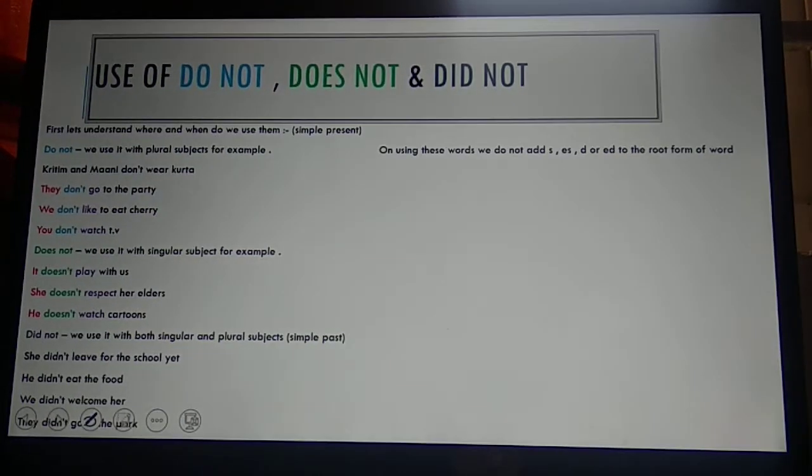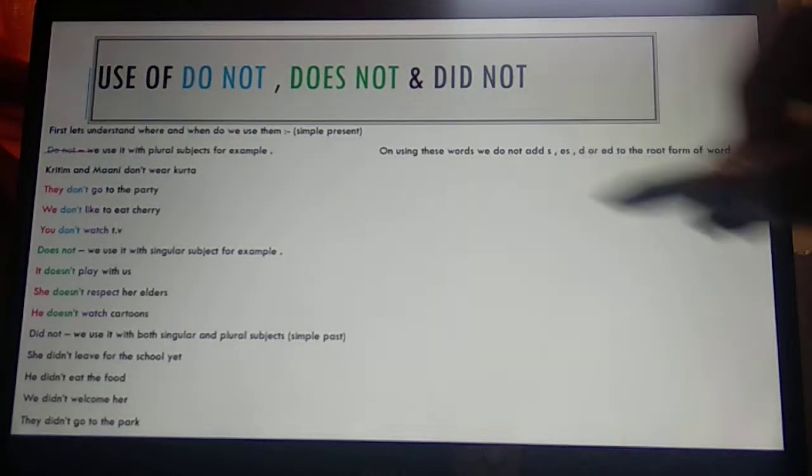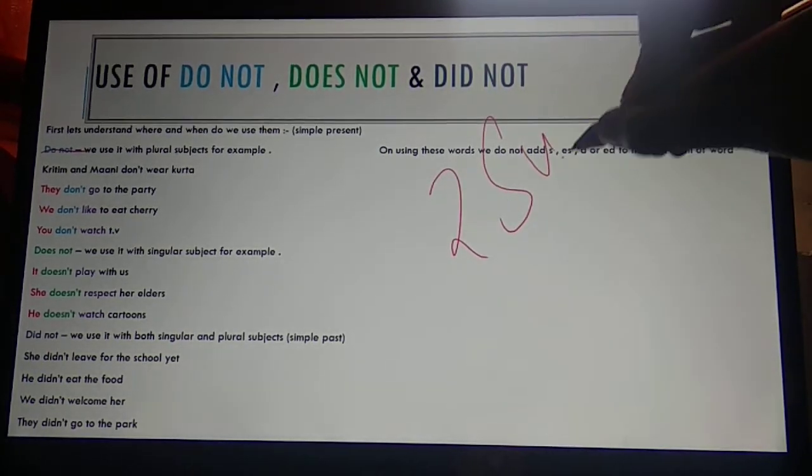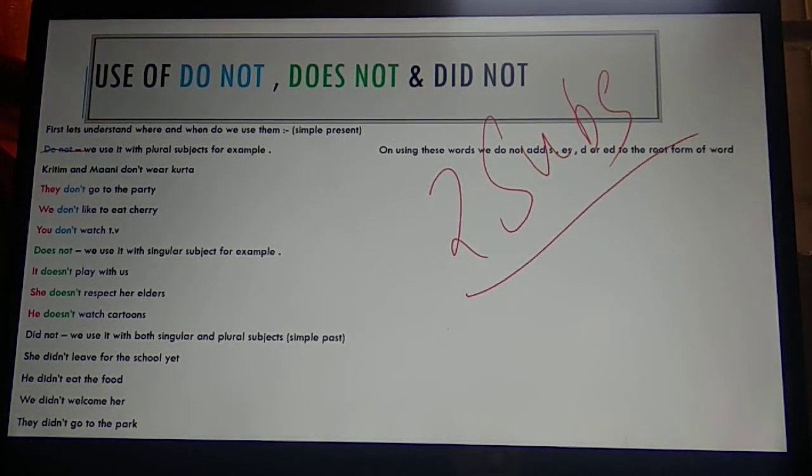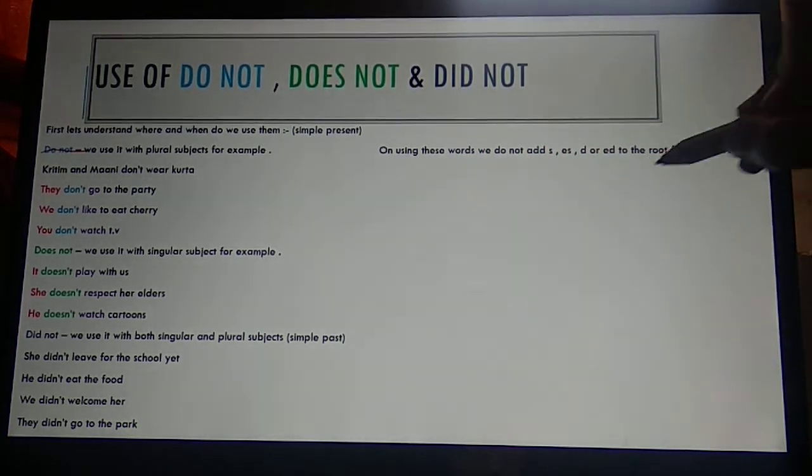Okay, now let's begin. Do not, we use this word with plural subjects. Plural subjects, more than one subject. There can be two subjects given in a sentence, there can be three subjects given in a sentence. So more than one subject are plural subjects. Okay, one subject is a singular subject. So we use do not in front of plural subjects, two or more. For example, Kritim and Mani, here are two subjects. Okay, these are two subjects. So here we are going to use do not because they are more than one. So they are plural subjects.